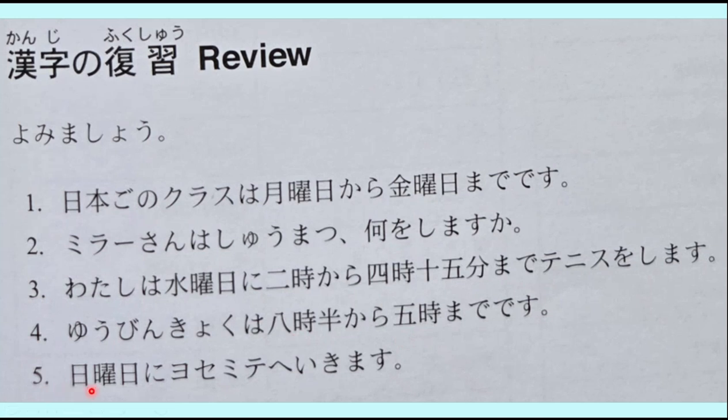And the last one is, try to read, this is very easy. Nichiyobi ni, Nichiyobi ni means Sunday. Yosemite e ikimasu. So on Sunday I will go to Yosemite. So Yosemite is a place in California which is a national park. So Yosemite National Park. So in this way you can frame more sentences and practice so that your fluency keeps increasing. So this was the review of what we have learned in this chapter along with the kanji.